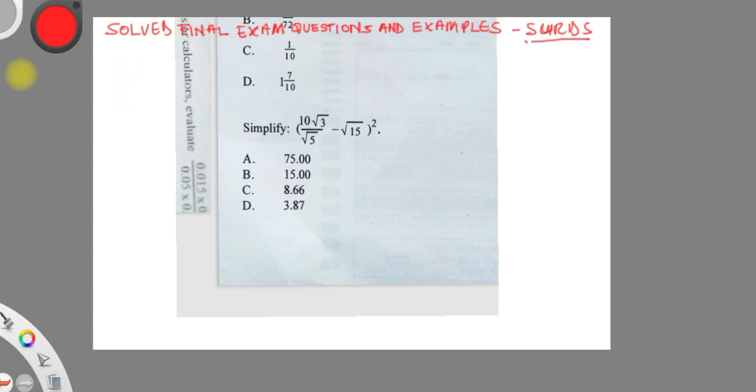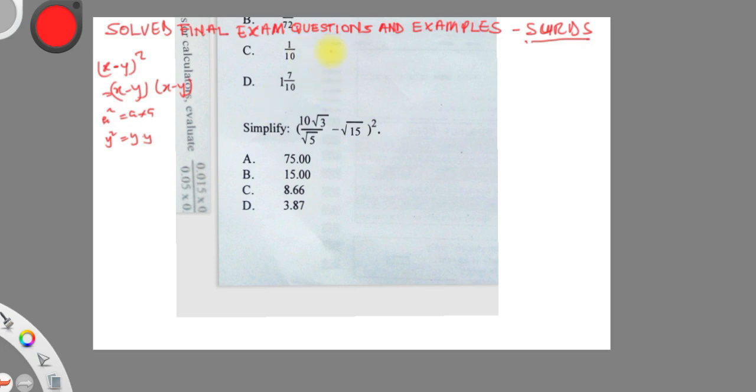If you have, let's say, (x minus y) all squared, I hope you understand this. It means (x minus y) times (x minus y). Let's look at another example. If you have a squared, it means a times a. Y squared means y times y. So if you have (10√3 over √5 minus √15) all squared, it means this thing will have to multiply by itself.